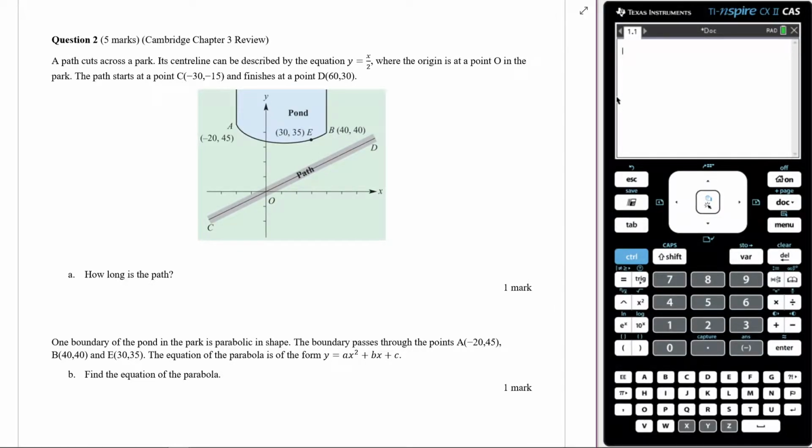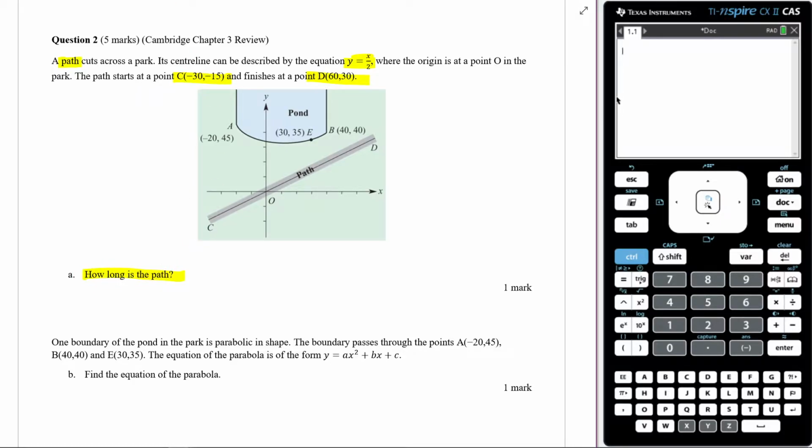Welcome. So we're going to answer this question before us. It says, a path cuts across a park. Its center line can be described by this equation here, where the origin is at point 0 in the park. The path starts here and finishes there. First thing it says is, how long is the path?